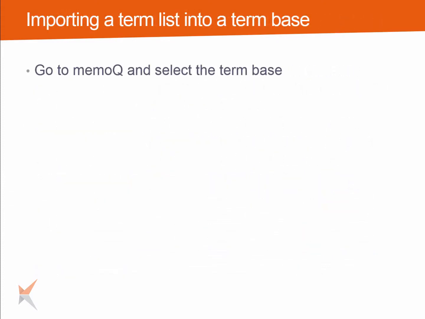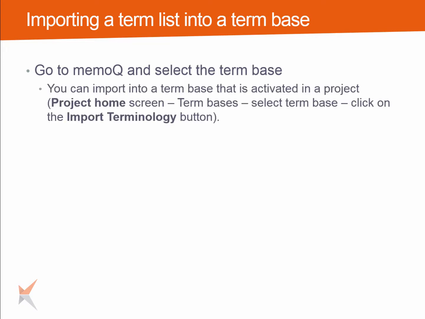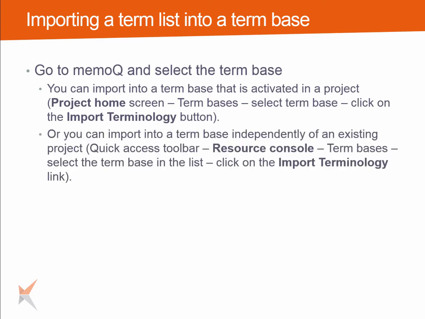Go to memoQ and select the term base. You can import into a term base that is activated in a project. Using the project home screen term bases area, then select the term base and click on the Import Terminology button on the Term Bases ribbon tab, or you can import into a term base without going into a project. Then use the Quick Access toolbar and click on the Resource Console button, and there go to the Term Bases area, select the term base in the list and click on Import Terminology.